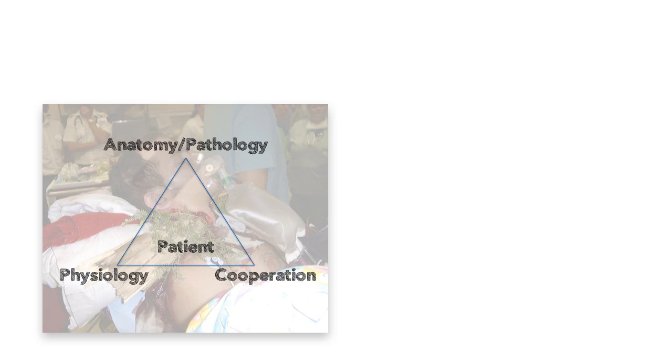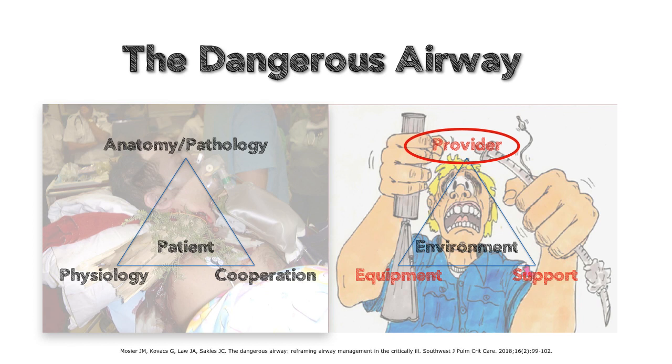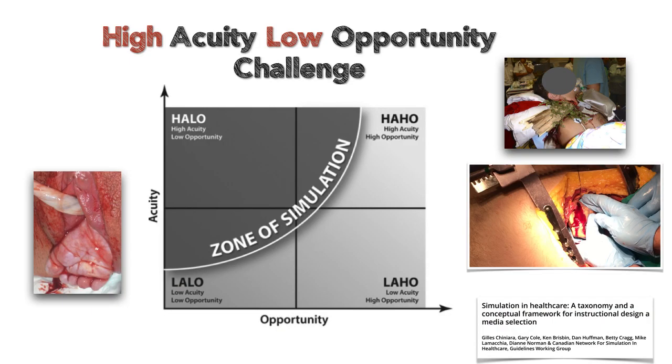So as I said, when we look at our patients, we look at the patient from a point of view of anatomy, pathology, physiology, and cooperation. But there are other significant factors that impact outcome. And this is what Jared Mosier has referred to as the dangerous airway. So again, collectively, there are patient issues and there are environment issues. And these environment issues, I've already talked about equipment. Support is a huge issue about who can come and help you and taking care of that patient. But then there are provider issues. So you have to have the appropriate skill to take care of this patient.